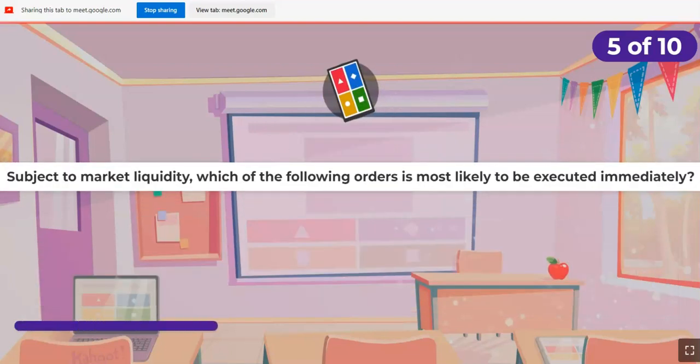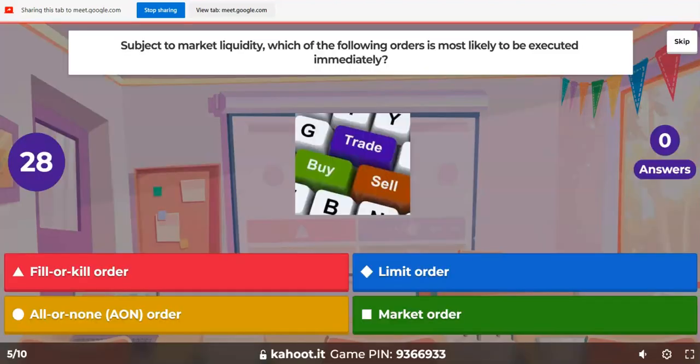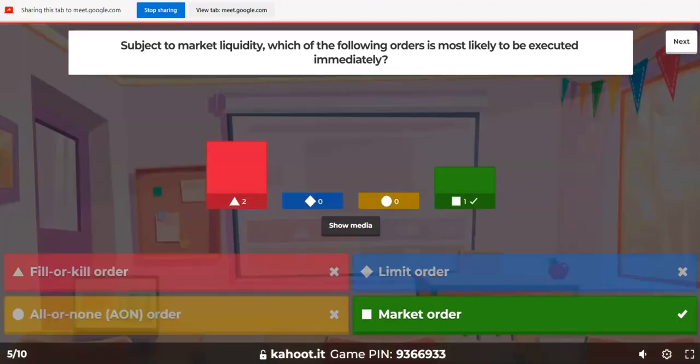Next question. Subject to market liquidity, which of the following orders is most likely to be executed immediately? A, fill or kill. B, limit. C, or D. It is a market order that is executed immediately. Market order means trade, buy or sell at the market price, whatever that price is at that moment. Market orders are the most common order. They are the fastest order. They're nearly instant execution, and they are guaranteed fulfillment. The order will be fulfilled at market price. What's not guaranteed is the price, because prices fluctuate, sometimes rapidly, but definitely the order will be fulfilled right away.